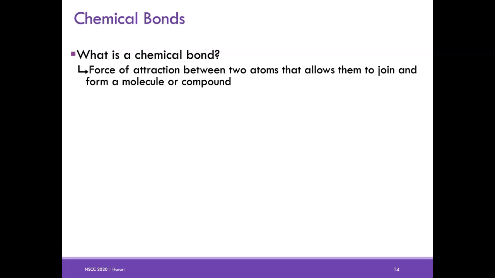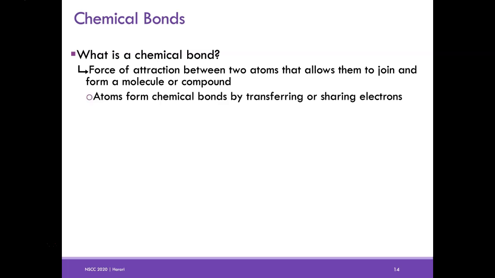So we said molecules are atoms connected by chemical bonds. But what is a chemical bond? A chemical bond is a force of attraction between two atoms that allows them to join and form a molecule or compound. And that force of attraction, the way that they form chemical bonds, is by transferring or sharing electrons. So those negatively charged electrons that orbit around the nucleus of every atom can be transferred or shared, and that can create a chemical bond.